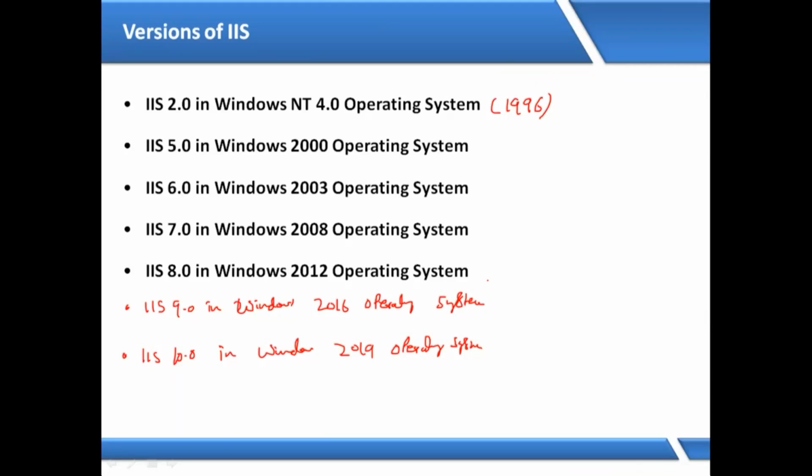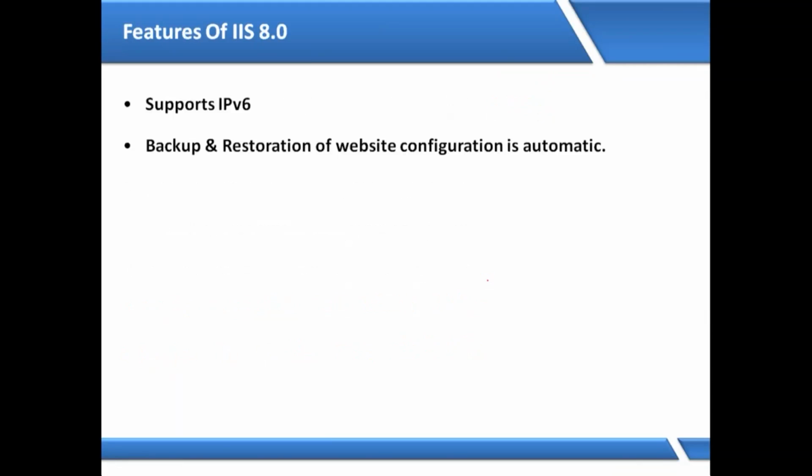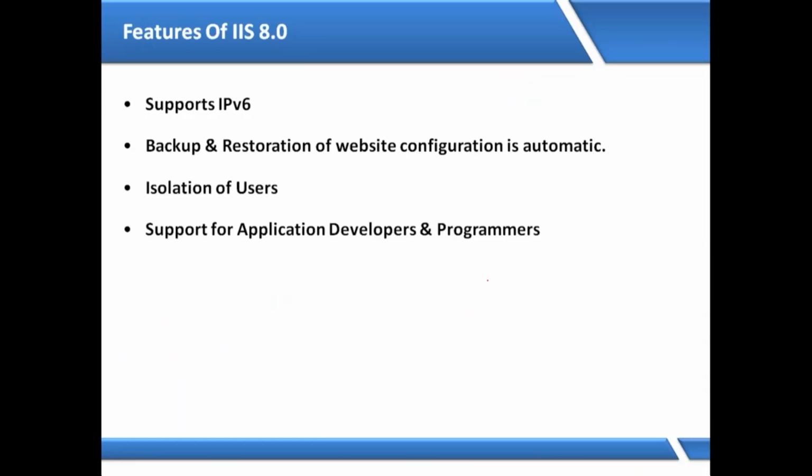Okay. So now some of the new features they added, like earlier it was supporting IP version 4. Now it supports 6. Backup and restoration of the website configuration is automatic. So whatever configuration we have done to configure the IIS, that configuration, backup and restoration is taken automatically in the ntds.dat file. Then isolation of the users is possible with the new versions. Isolation means separation of the users.